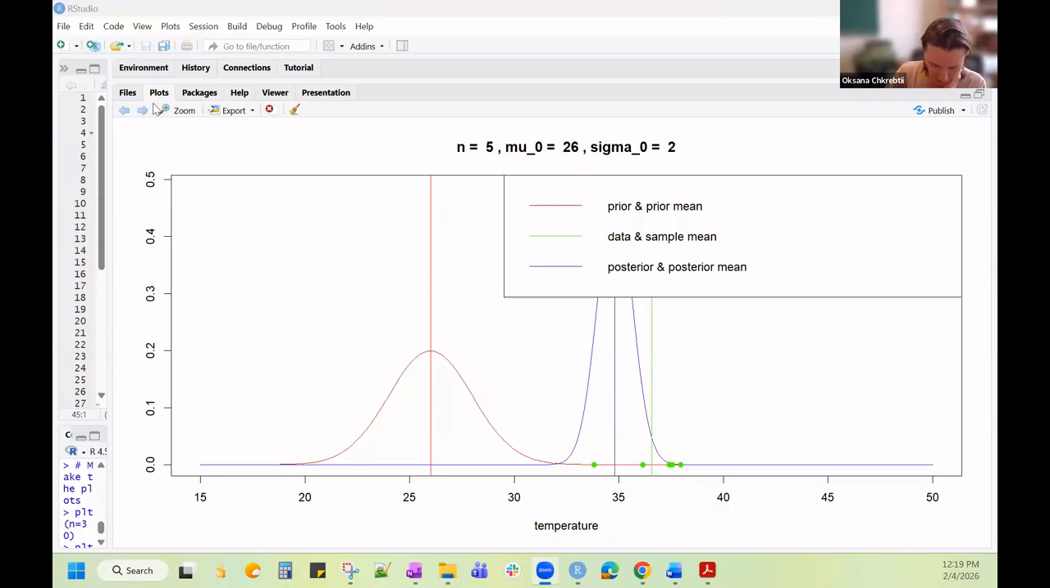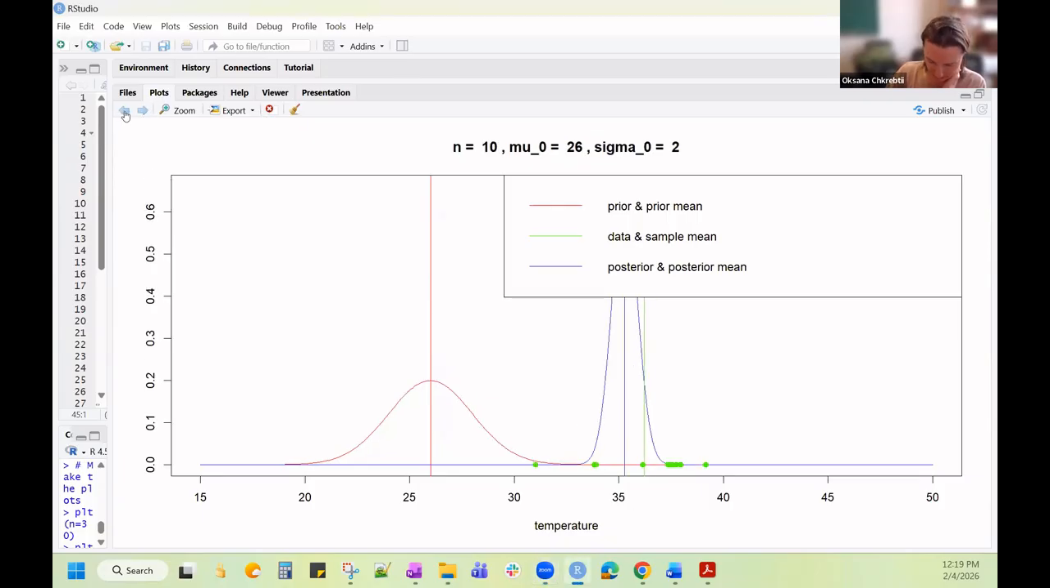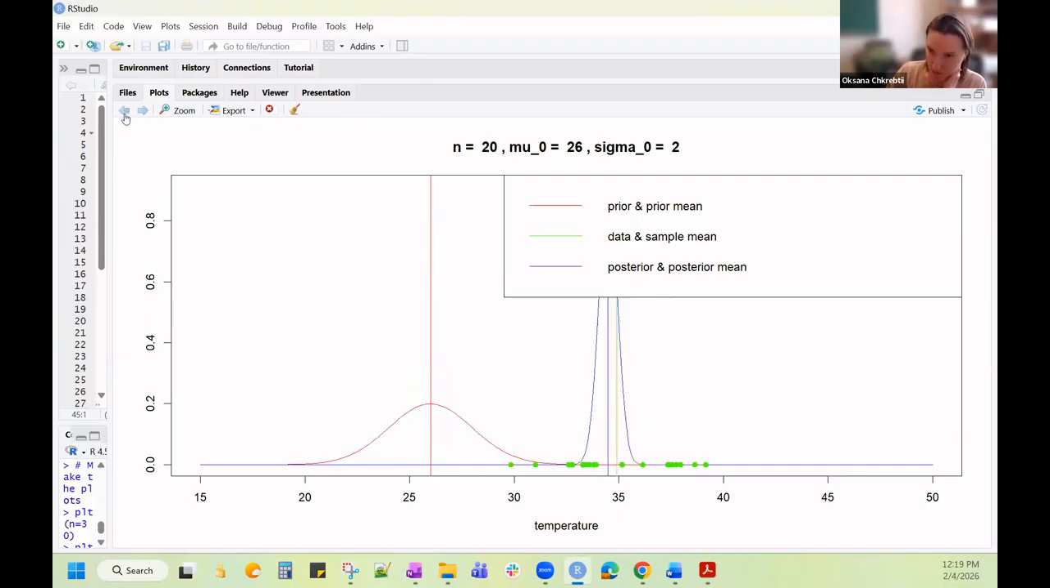And then as you increase the sample size, you can see that the posterior mean gets closer and closer to the sample mean of the data. And furthermore, the posterior density concentrates more and more. In other words, we become more and more certain about our inference as the sample size grows. So you can play with this code offline and certainly ask Eric or myself if you have any questions.